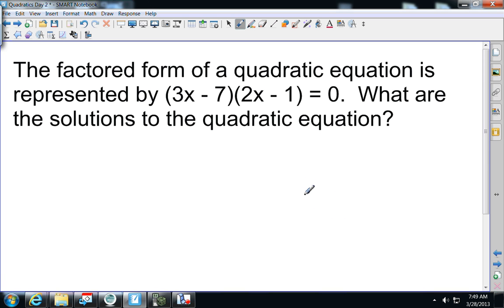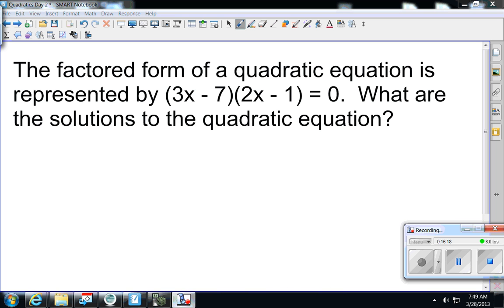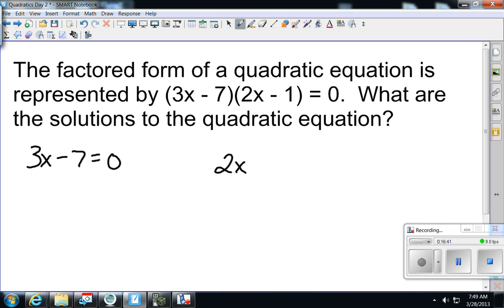Okay, here's the next one. Try and answer this one. Let me give some of you a hint. It's already in factored form. So if it's already in factored form, take each parentheses and set it equal to 0. Now solve for x.